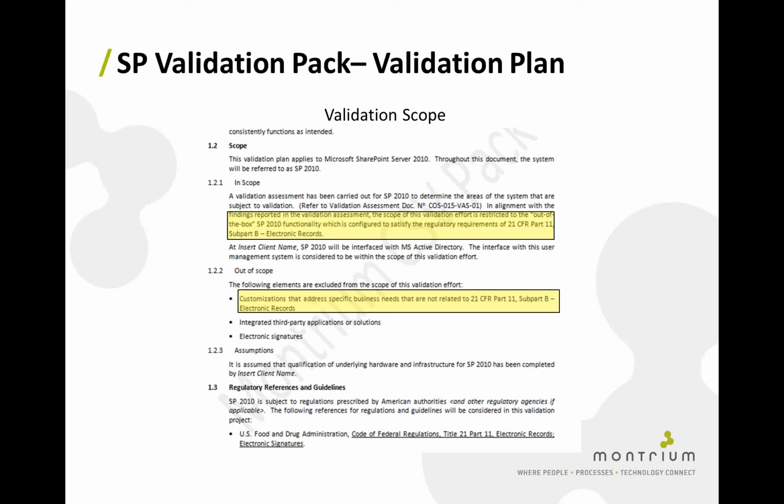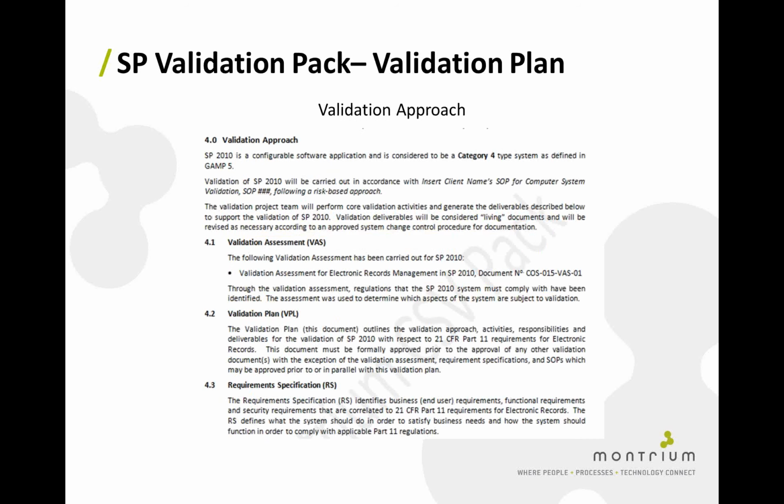Anything that's customized within SharePoint to address specific business needs that are not related to 21 CFR Part 11 is out of scope, as well as any third-party applications and electronic signatures. This allows us to define exactly what we're trying to validate. We then have our validation approach, where we explain the various stages and what their objectives are. This is important because an auditor or an inspector will read this to understand what you've done or what you said you were going to do.